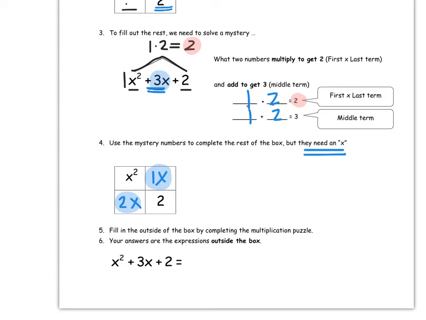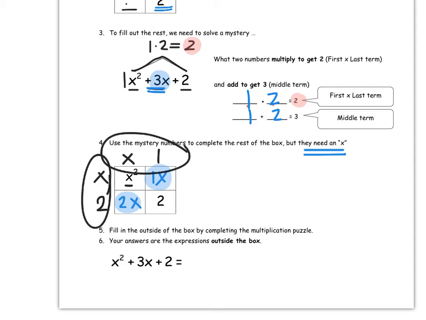So I know that to get x squared, I'm going to need an x and an x. And if I have an x here and I have a 1x here, that means I just have to have a 1. And if I have an x up here and I have a 2x, that means I need a 2 right here. All right, so what's left over here and here, that is our answer.